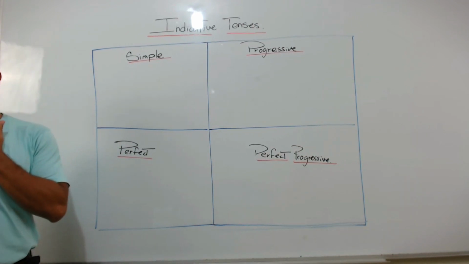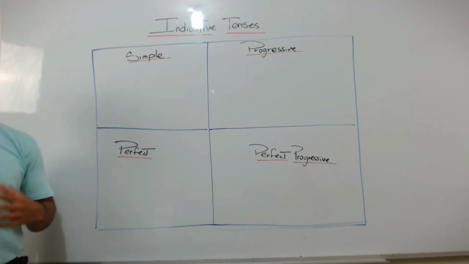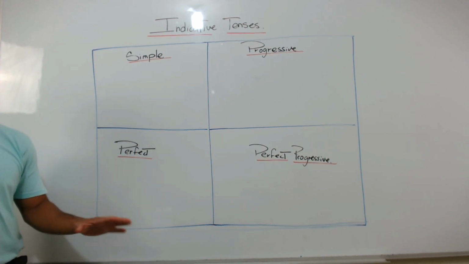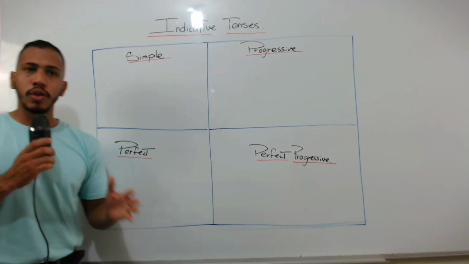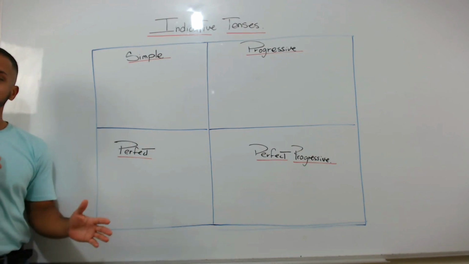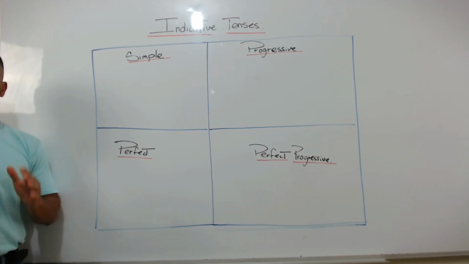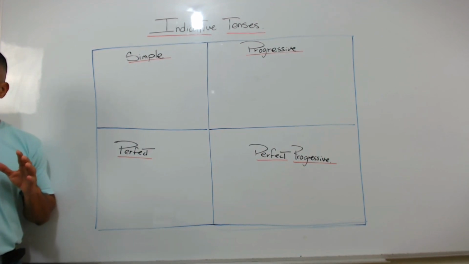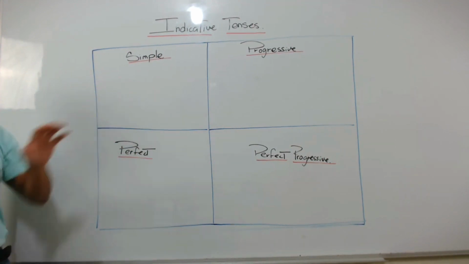What is a simple indicative tense? In English, in Spanish, and any other romance language, you have a personal pronoun and then you have a verb. That's it. You have the verb conjugated. That's the only thing that you need in a simple tense, in a simple sentence. Okay?